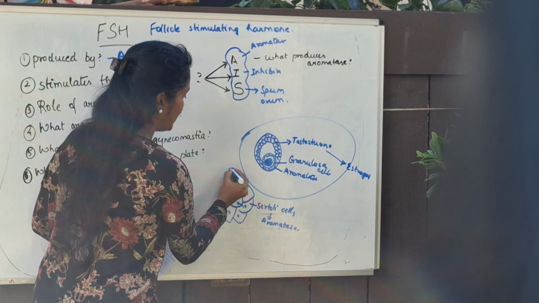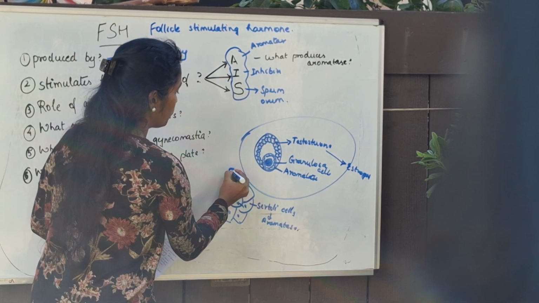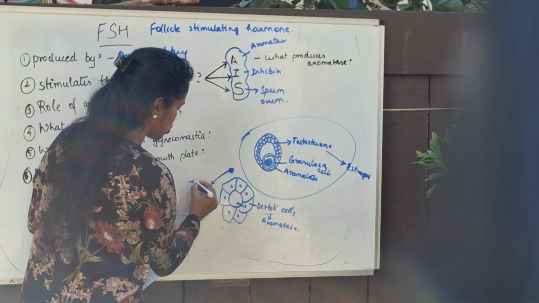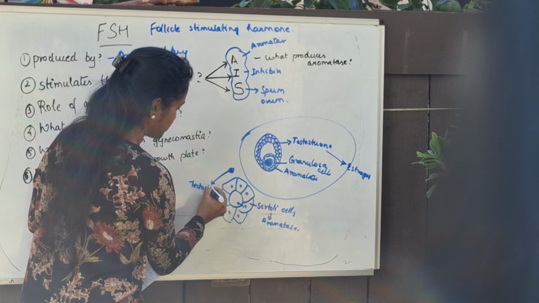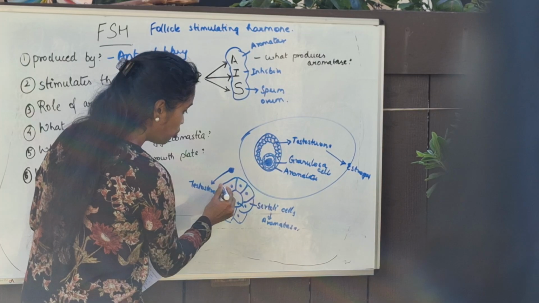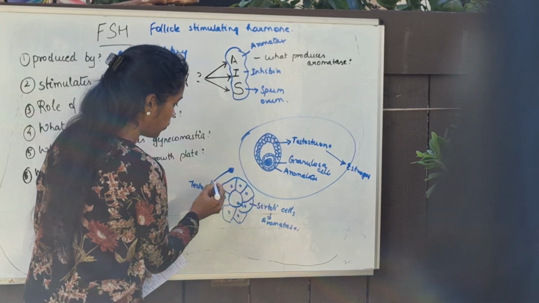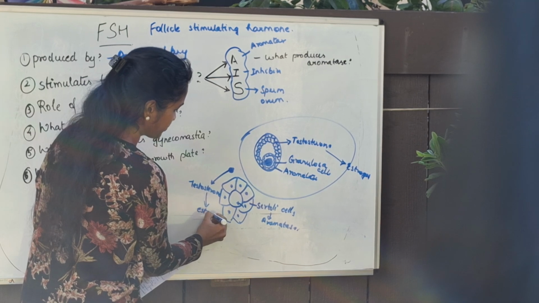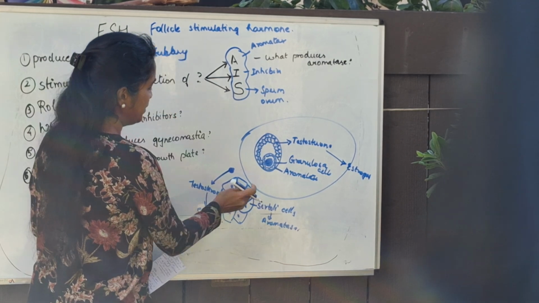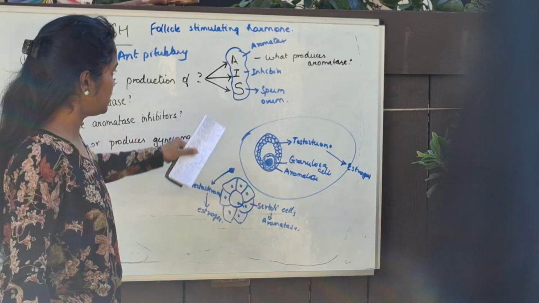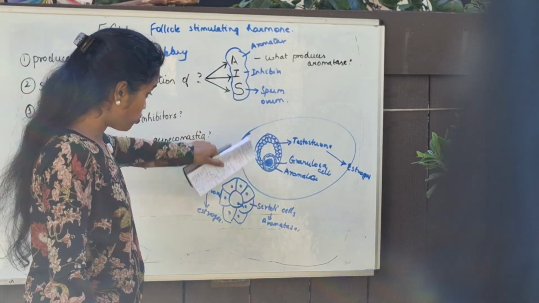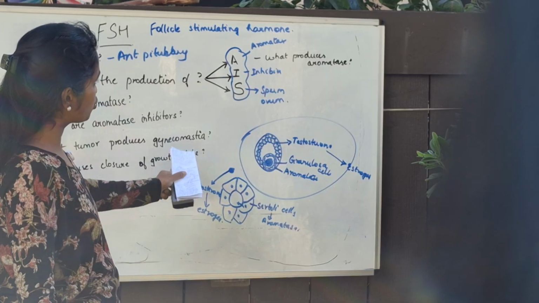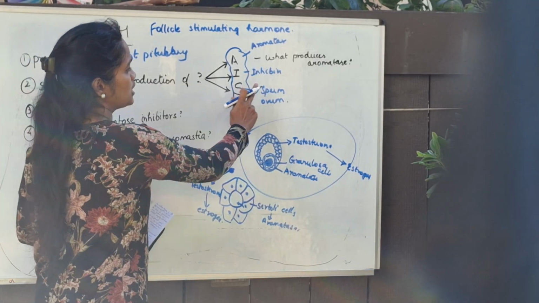And here the Leydig cells: the luteinizing hormone acts on the Leydig cells and this produces testosterone. Aromatase, which is produced by the Sertoli cells, will act on the testosterone and convert it to estrogen. So this is how the aromatase acts. The aromatase is produced by the Sertoli cells as well as the granulosa cells, converting the testosterone to estrogen. And S stands for sperm and ovum.